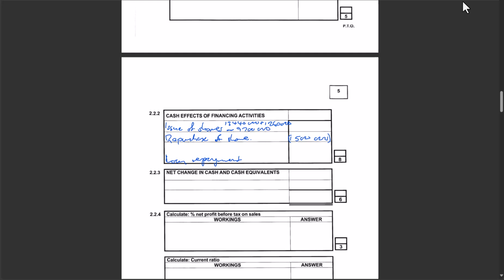Right, so we have 13,440,000 plus 1,260,000 minus 9,700,000. That's 5 million. That's an inflow. Then loan repayment.